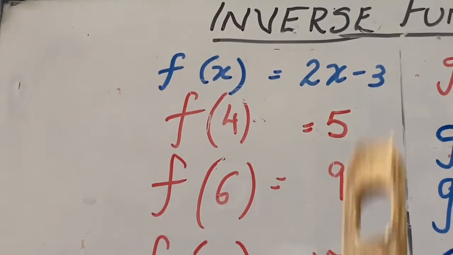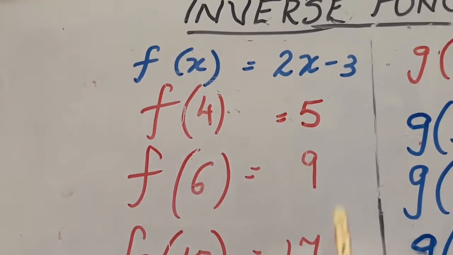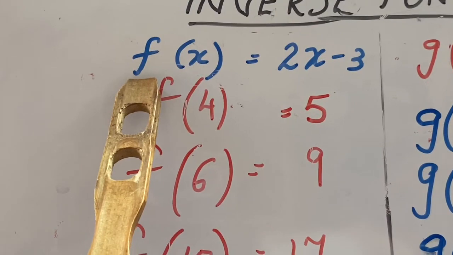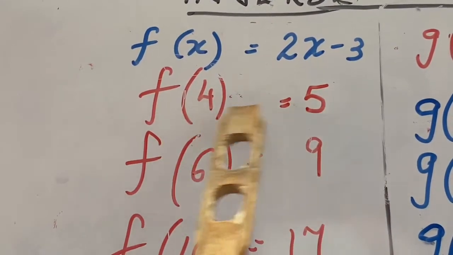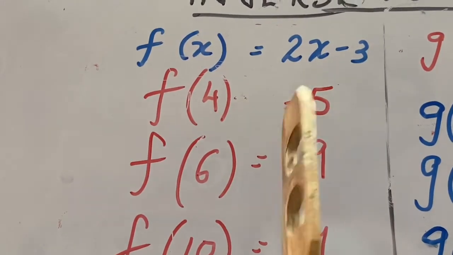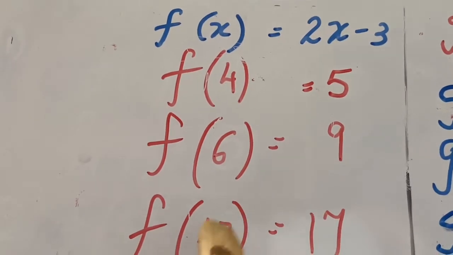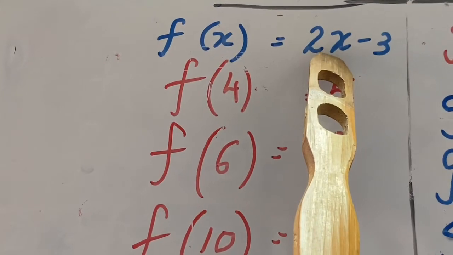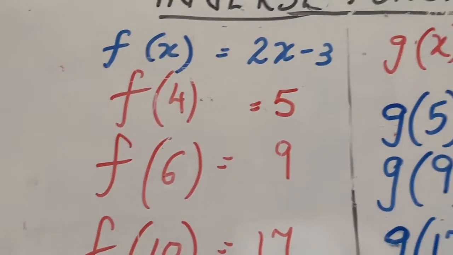So now I need to find another machine which will undo what this machine has done and hence will give me these results. That is what the inverse function is going to do. It is going to undo what this machine has done. Now before going to that, let's take another example.